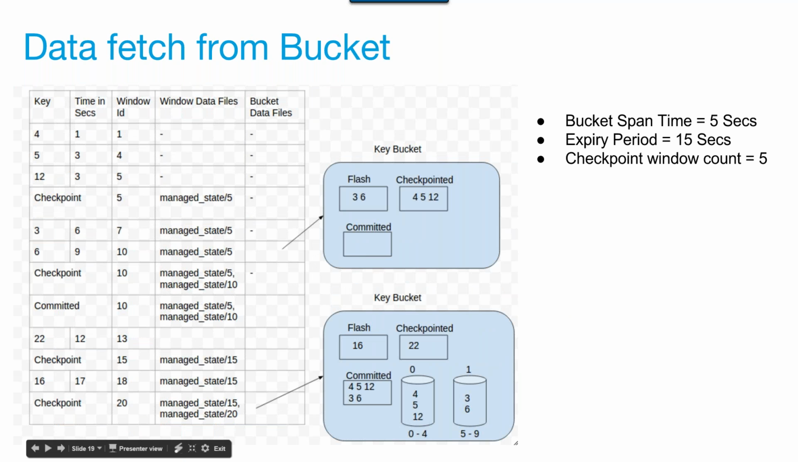Now let's see how to fetch the data from the bucket. I took the same example. At this point, the keys 3, 6 are in the flash segment, and 4, 5, 12 are in the checkpointed segment. There is no data in the committed segment, and there are no time buckets, because till this point the committed call has not yet happened.